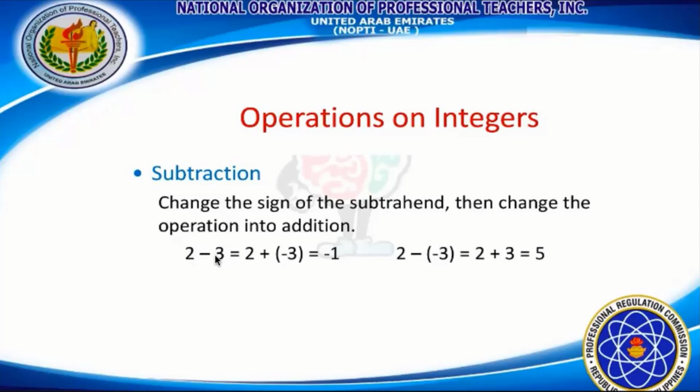Okay? Na-gets? For example, 2 minus 3. So, change the sign of the subtrahend. Itong 3. Gawin mong minus 3. Tapos, proceed to addition. Ibig sabihin, yung minus kanina, plus na. So, 2 plus negative 3 is negative 1. Kasi mas malaki yung 3 na ang sign niya ay negative. What else? 2 minus negative 3. So, change the sign of the subtrahend. So, magiging plus na ito. Then, proceed to addition. The answer is 5.